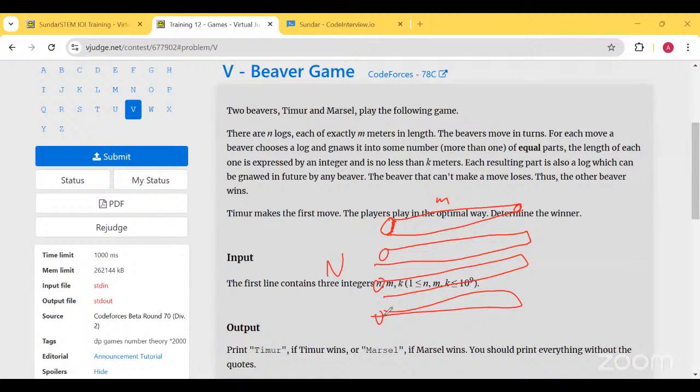So if the length of the log is, for example, 21, then we cannot divide it by 4 or 5. We can just divide it by 3, 7, or 21. And a player that cannot make a move loses the game. Okay.